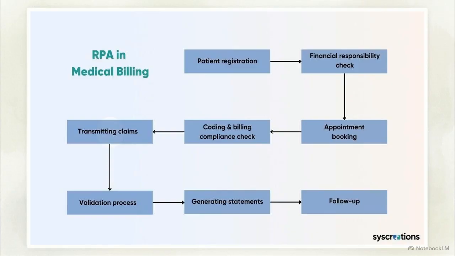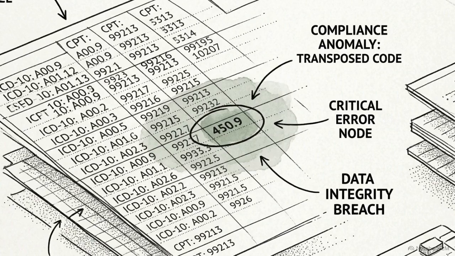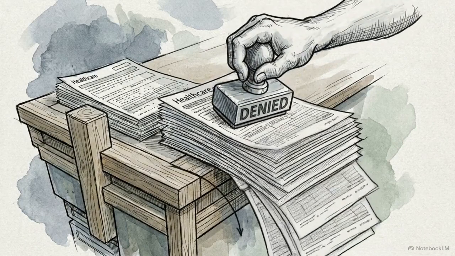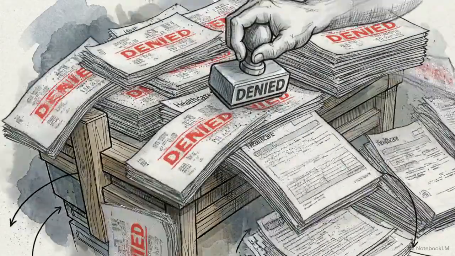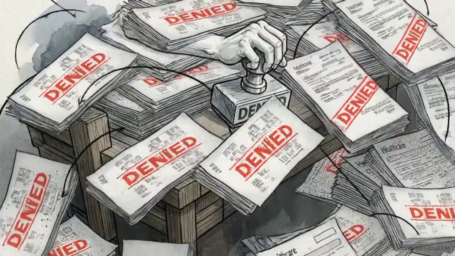These architectural rules apply across all major sectors. This flowchart diagrams an RPA implementation for medical billing in the healthcare industry. Notice the nodes for patient registration and coding and billing compliance. These are high-volume, highly repetitive tasks that are exceptionally prone to costly human errors, making them ideal targets for automation.